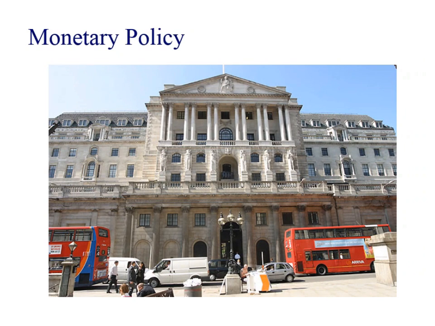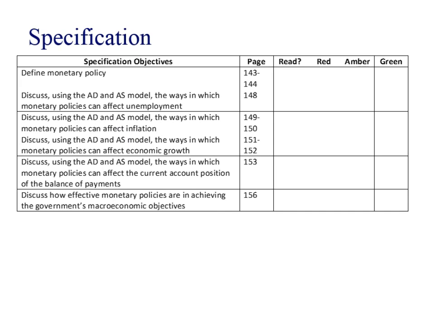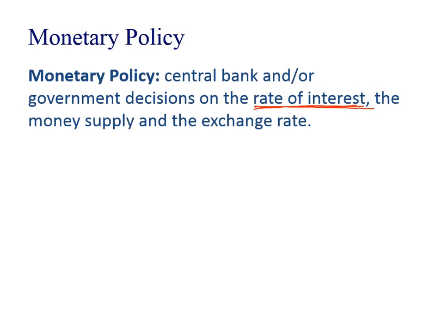So looking at the second of the government policies contained within the course, this is another demand-side policy, monetary policy. We need to know what monetary policy is, how it can affect aggregate demand and aggregate supply, and how they can affect unemployment, economic growth, inflation, the current account position, and how effective it can be in achieving the government's objectives.